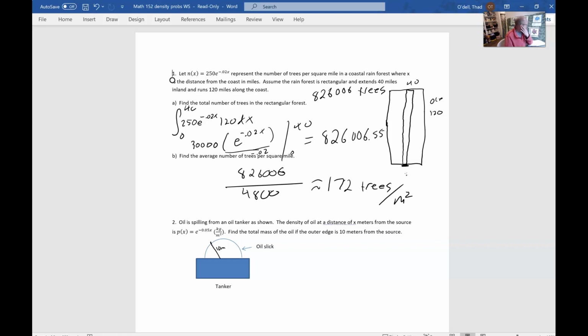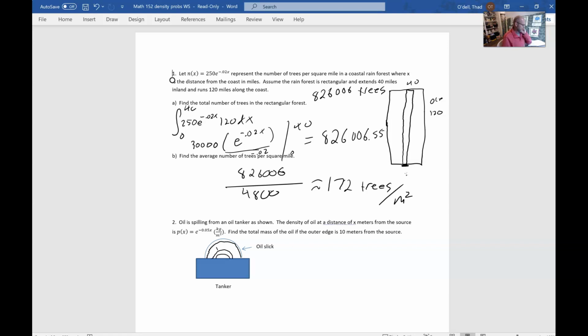Once again, we're looking for strips that are roughly the same density, because it looks like as you get further from the tanker, the thickness of oil is getting less thick, which makes sense because it's further from the source. So what would that look like? Well, I think if we take some strips like this, those would be examples of strips that are roughly the same density.